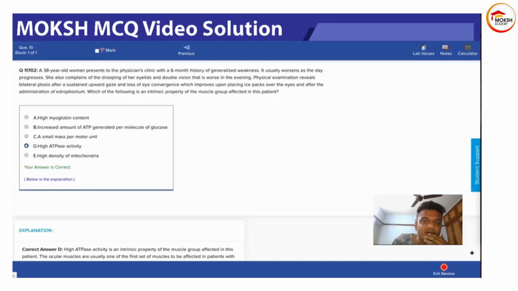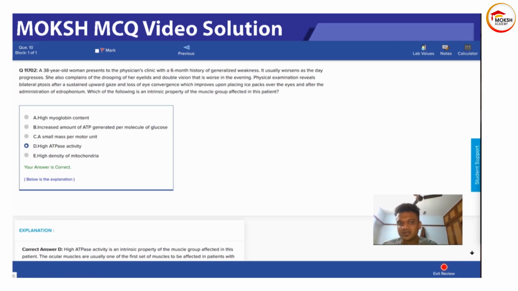Here we have a patient with some sort of weakness. It worsens as the day progresses. There is drooping of eyelids and double vision. Basically, he has myasthenia gravis, right? And in myasthenia gravis, the pathology causes decreased calcium release, which leads to less contraction.